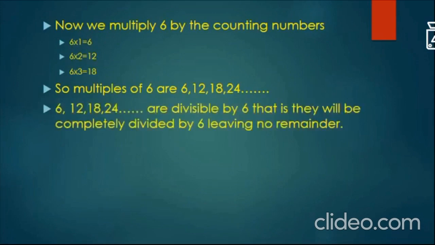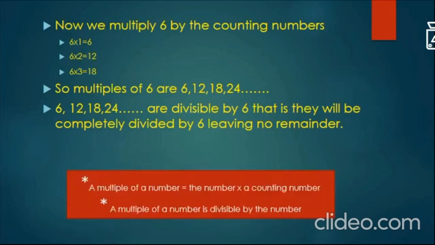Here 6, 12, 18, 24 are divisible by 6. That is, they will be completely divided by 6, leaving no remainder. When we divide the multiple by the number, in the first case 6 multiplied by 1 is equal to 6. When we divide 6 by 6, we will get 1 and no remainder. In the second, the multiple is 12. When 12 is divided by 6, we will get 0 remainder.